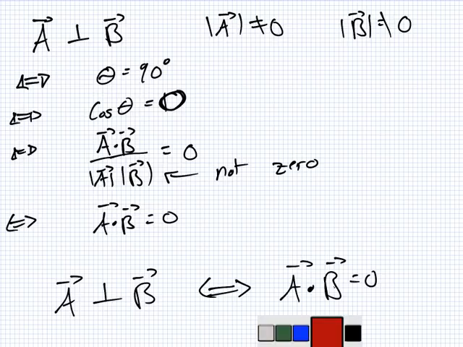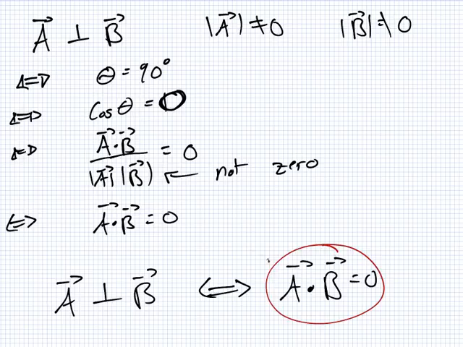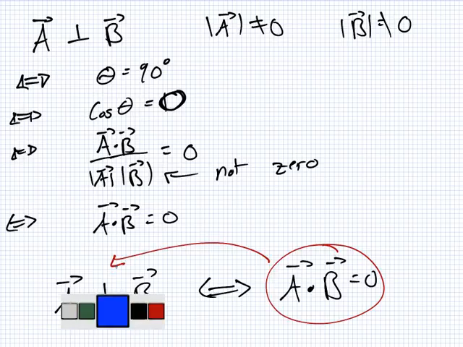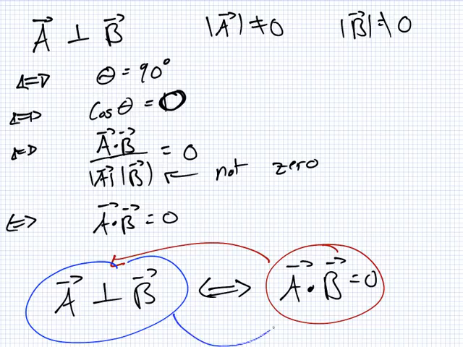So in other words, if the dot product is 0, you know that they're perpendicular. If you know that they're perpendicular, the dot product is 0. This is a very, very useful result because it means you have a very easy way to check if vectors are perpendicular. You just need to check if their dot product is 0, and then you know.